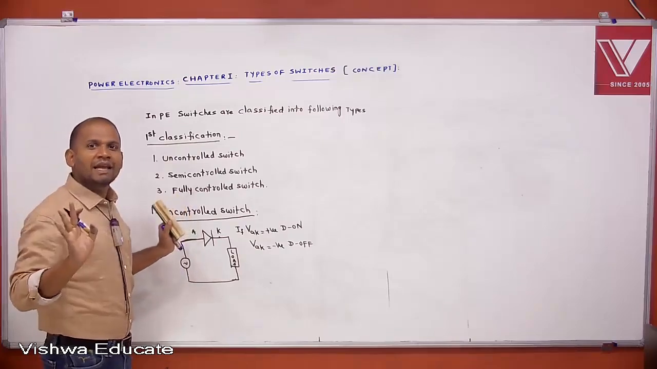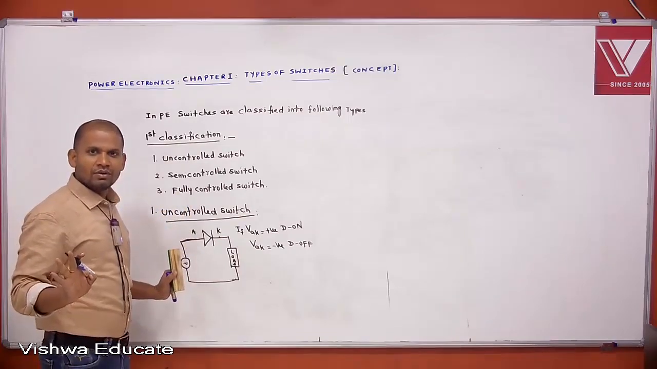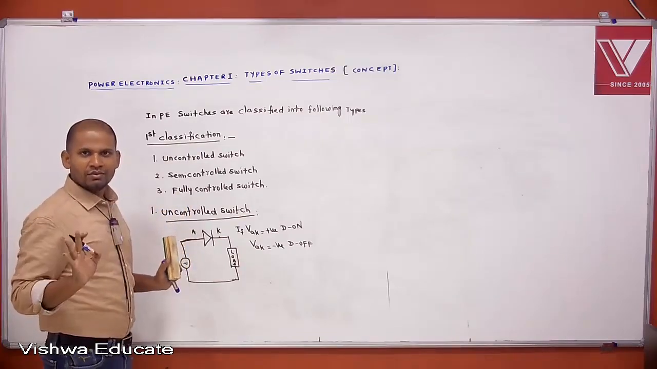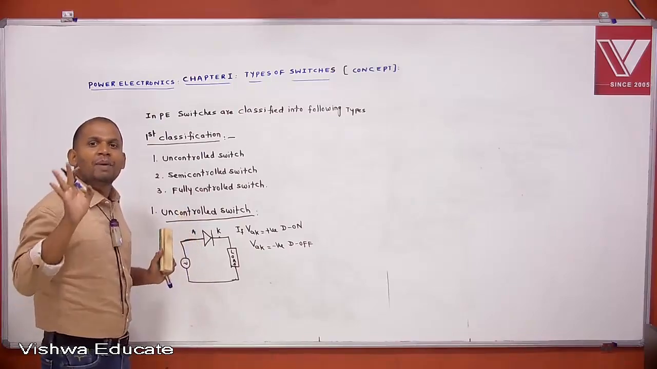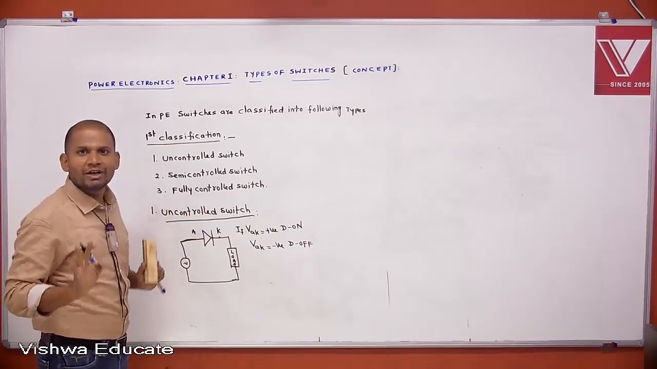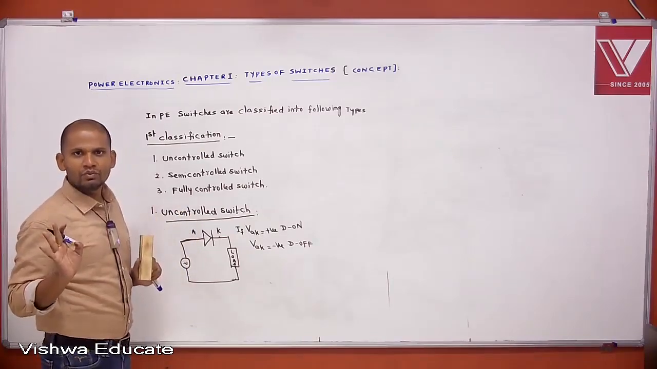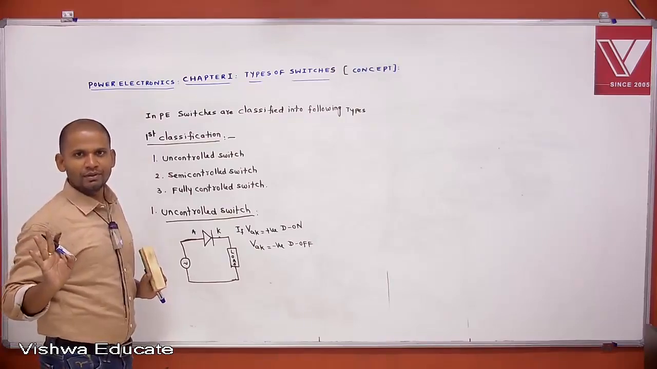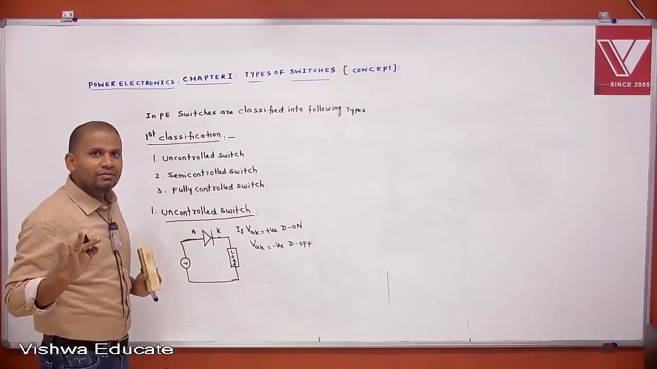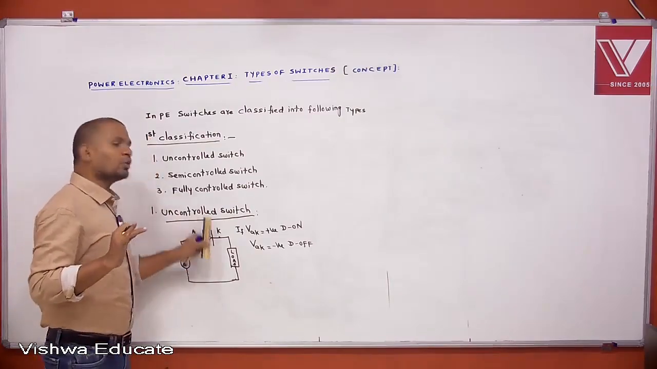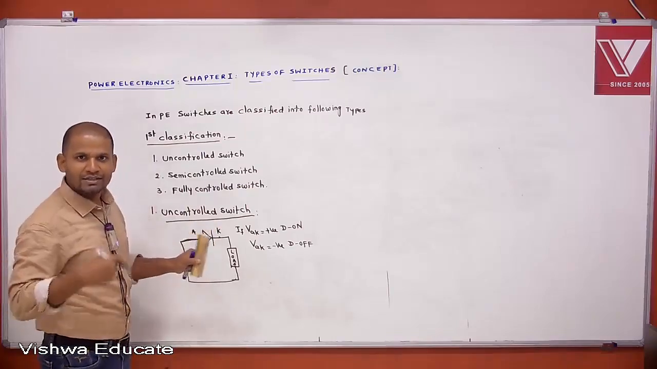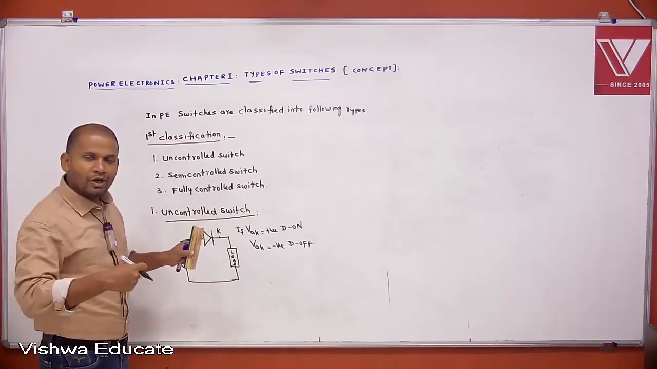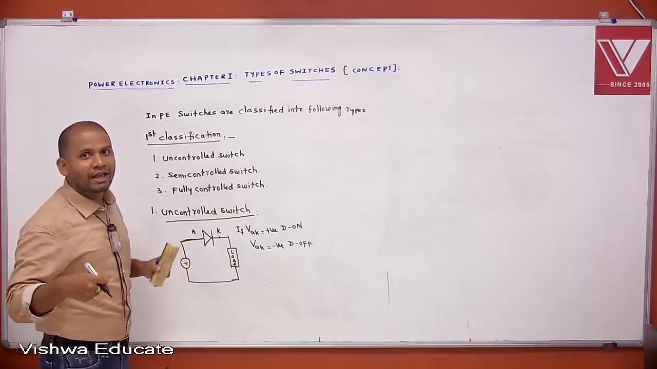Once the diode is connected in a circuit, when the diode is on and when the diode is off depends on supply condition and load condition. Those are circuit conditions. That's the reason why it is treated as an uncontrolled switch. It is not in our hand. It is not controlled. It does not depend on an external control signal.